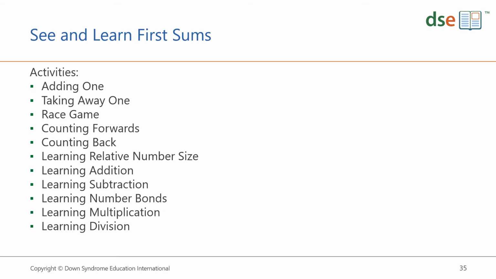These are the activities which will be covered in first sums, and it covers the concepts I've outlined: children adding 1, taking away 1, playing that race game which we know helps them to really understand numbers represent specific quantities, games for counting forwards, counting back from any number, learning relative number size, addition, subtraction, number bonds, the different pairs of numbers that make 10 or 6, and learning simple multiplication and division, and doing all that with numbers from 1 to 10 before going on to learn about place value and numbers bigger than 10.